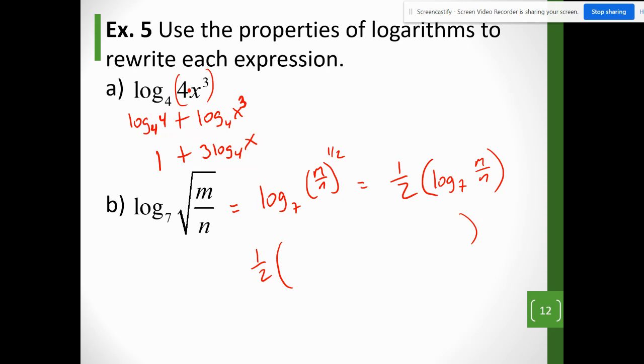Now, logarithm of a fraction, isn't that log base 7 of m minus log base 7 of n? I'm fine with that. If you guys actually want to get rid of parentheses, you want to write this as 1/2 log base 7 of m minus 1/2 log base 7 of n, because you distribute the 1/2. That's fine. Either one of those last two, it's okay.